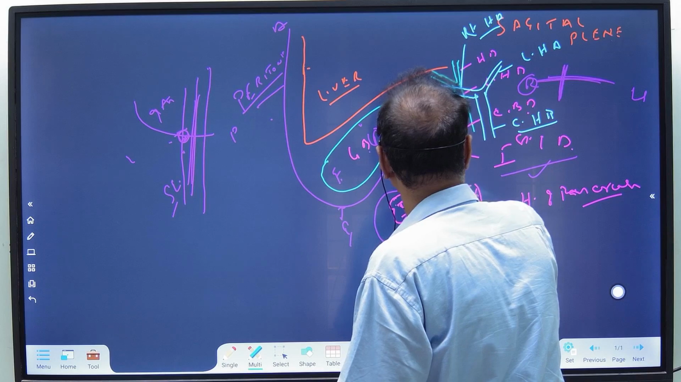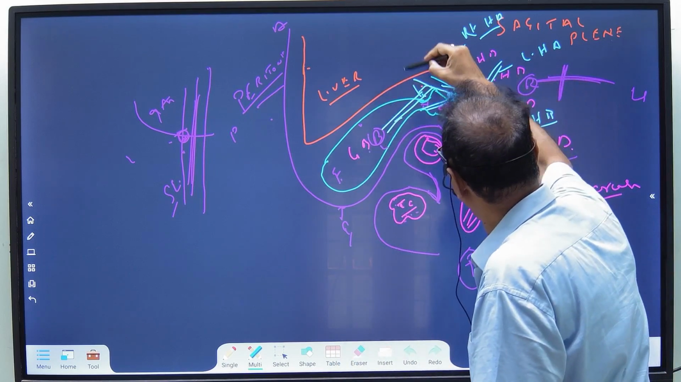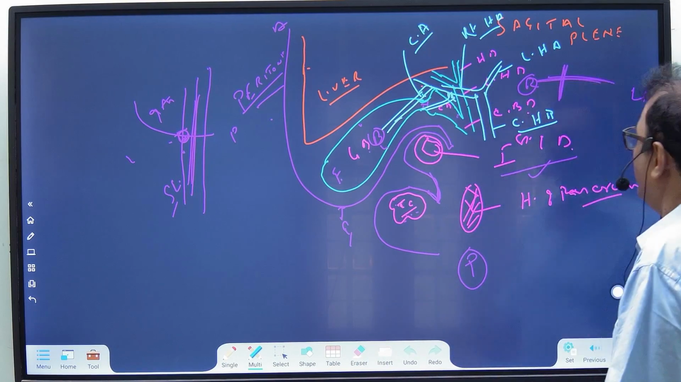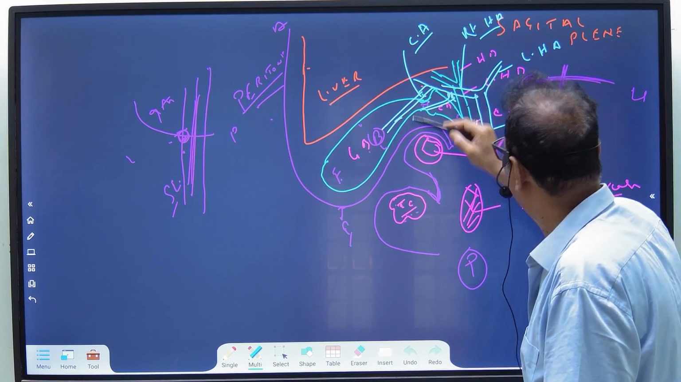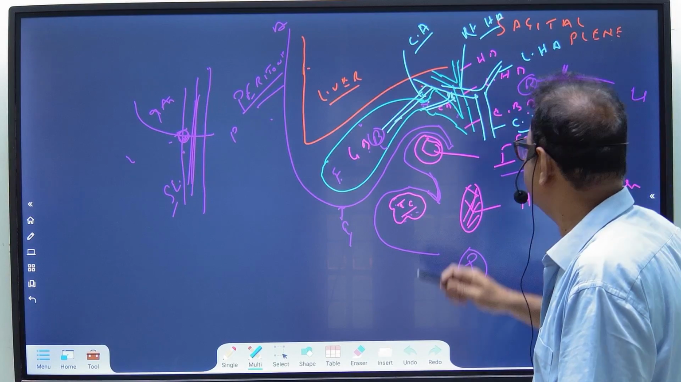At this point, you could see that this one is the cystic artery. In between the liver and the neck, or in the fossa, we could see the cystic artery over here.